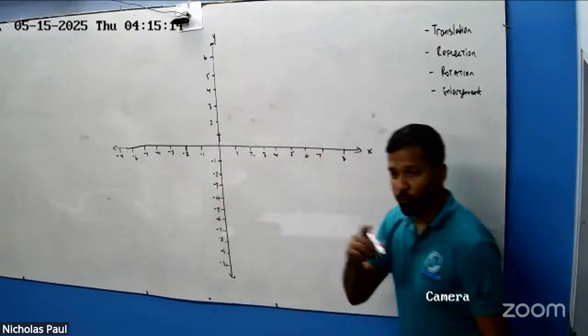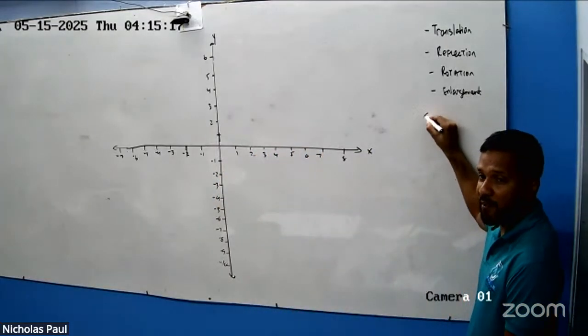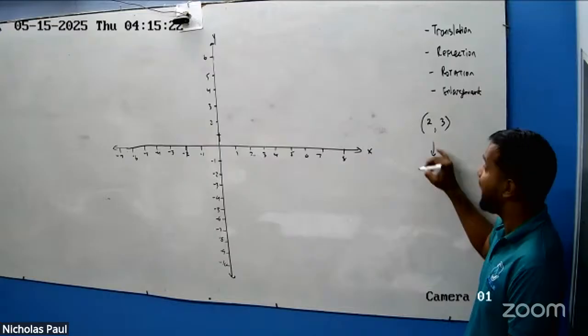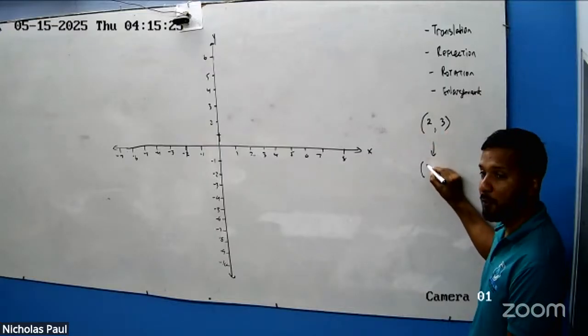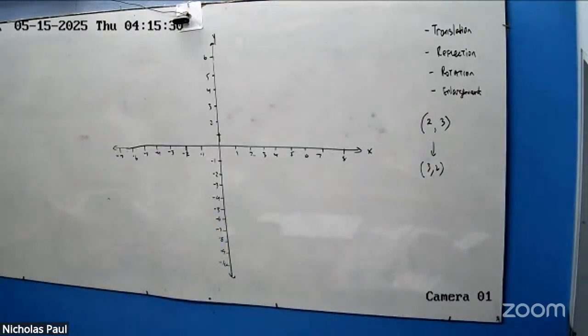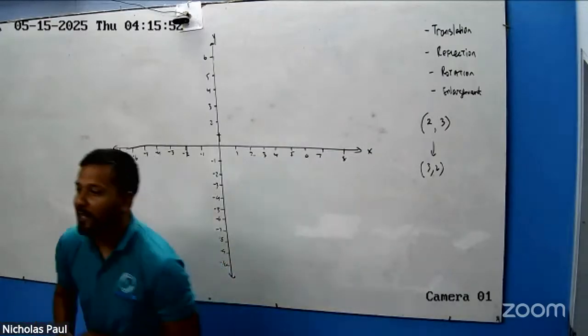Right. So what did I just say? What will happen to the x and y values? They switch position. So if x is 2 and y is 3, what will we get now? 3 and 2. Right? So we are just going to switch.